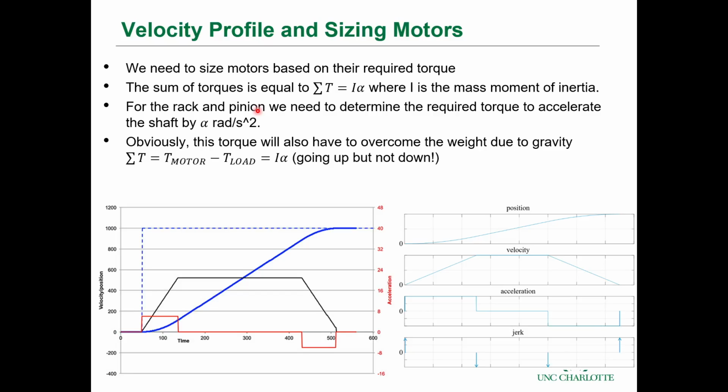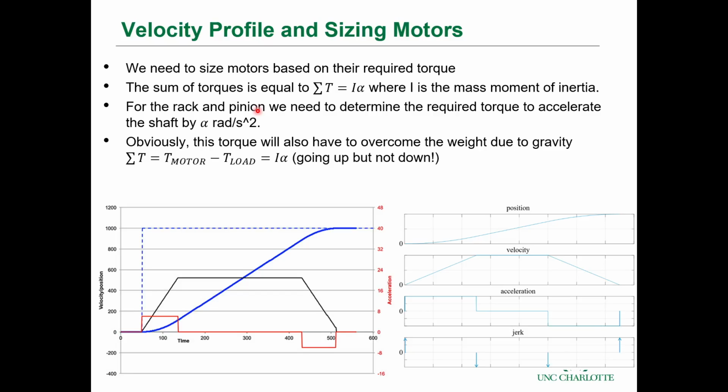And now we need to talk about how do we size the motor. We size motors based upon the required torques, and we know from dynamics that the sum of torques is equal to I alpha, where I is the mass moment of inertia. If we want to pick a motor that will tell us what torque we have, but we need to know the desired acceleration, and we need to know the I, which will be related to what the motor is driving, the shaft and the other things that are connected to it.